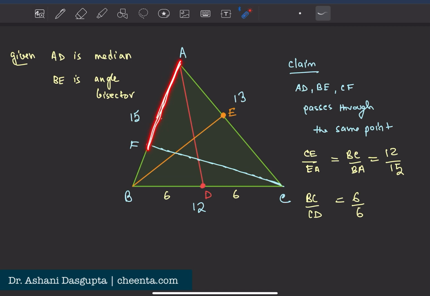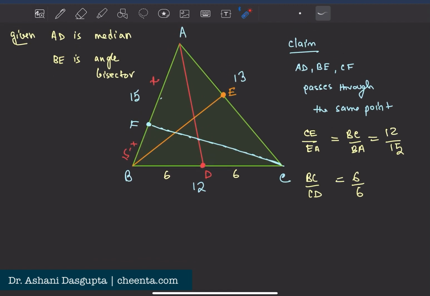So let's suppose that AF is x and FB is then 15 minus x, because the total length is 15. So what do we know? We will use the Pythagoras theorem: CF square is equal to CA square minus AF square. So that's 13 square minus x square.